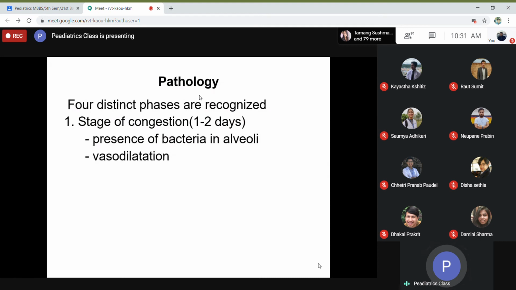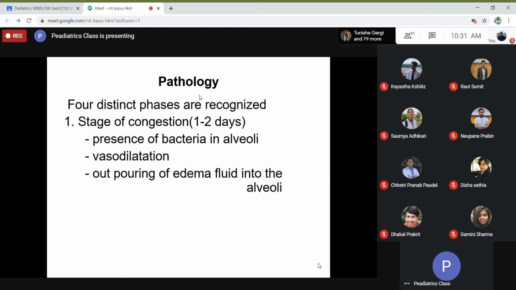Pathology of pneumonia. There are four distinct phases of pneumonia. Number one is the stage of congestion. It starts from day one and lasts up to the second day. The presence of bacteria, fungi or viruses in the alveoli causes vasodilatation. There will be outpouring of edema fluid into the alveoli. This is the stage of congestion.